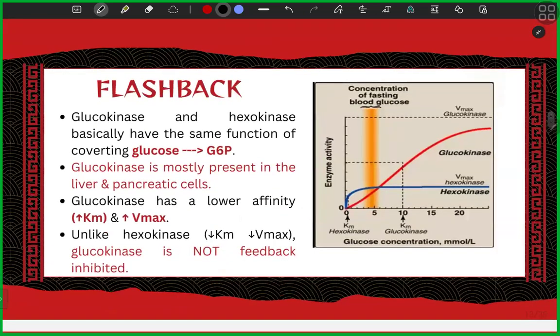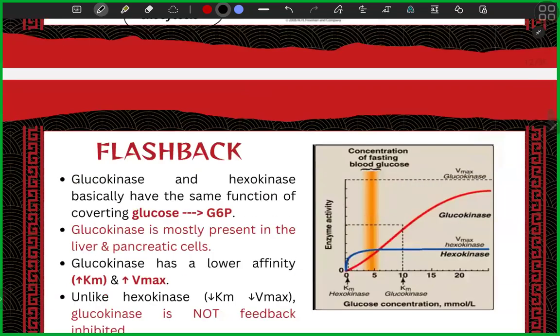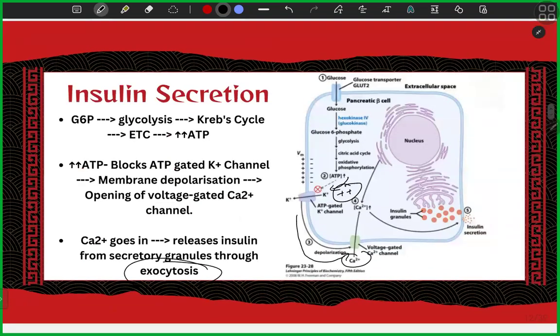Okay. Flashback. So you took this in MOL 1, and you took this in enzymology, in one of the enzyme lectures, so I don't think I have to go over this as much, hopefully. So you have glucokinase and you have hexokinase. The thing with glucokinase and hexokinase is that they're basically the same thing. You have glucose come in, and the glucose turns into glucose 6 phosphate. So both of them essentially have the same function.